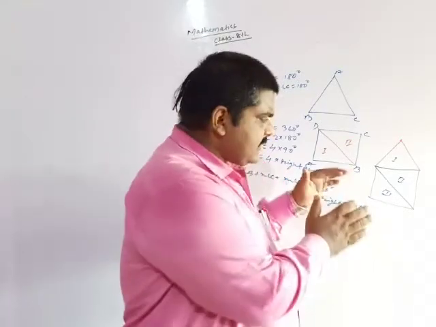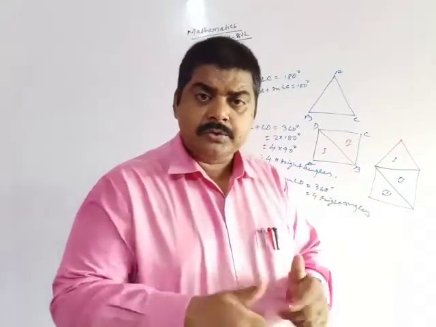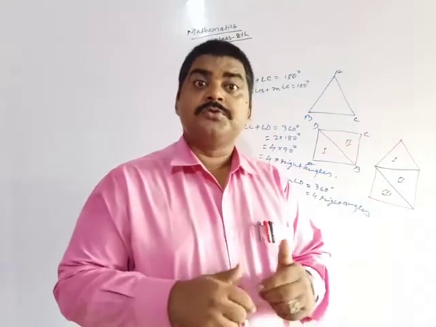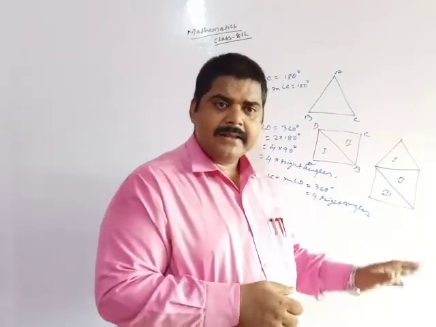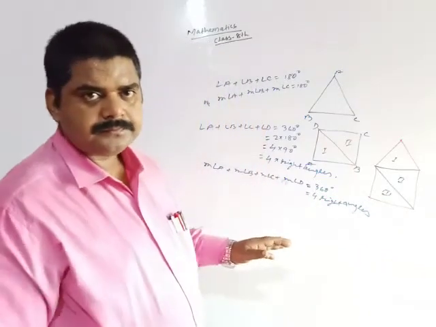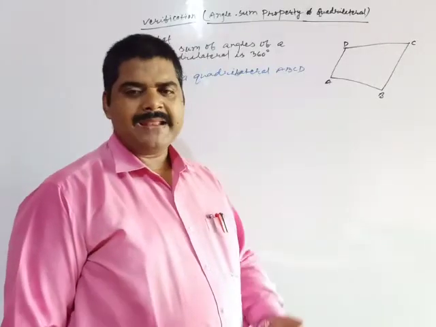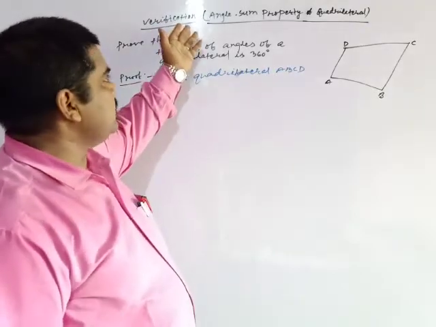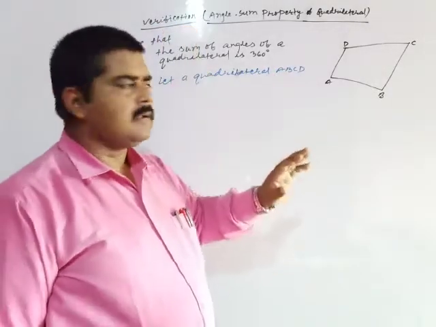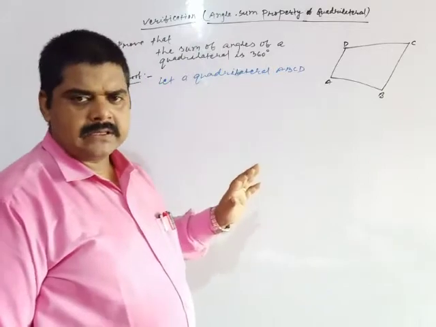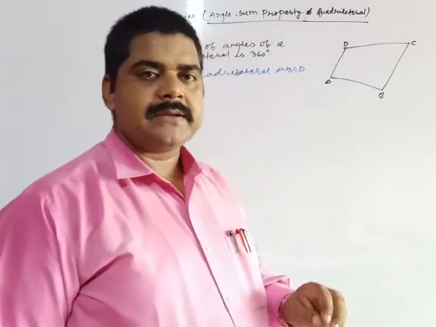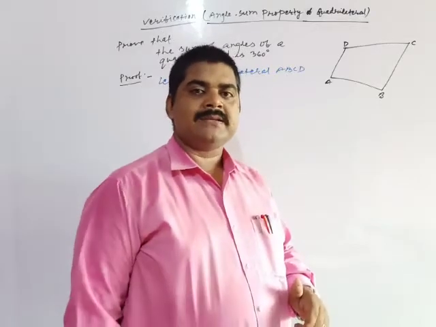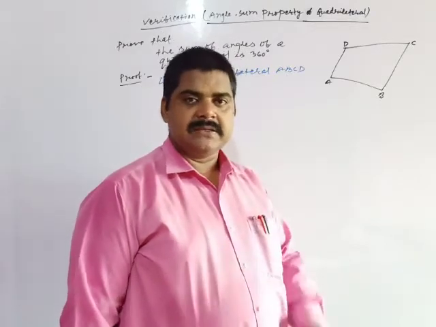I utilize this triangulation method to calculate or to verify the angle sum property of a quadrilateral. Let's check. My dear students, here you can see that I am going to verify the angle sum property of a quadrilateral. By the angle sum property of the quadrilateral, you know very well that the sum of all angles of a quadrilateral is equal to 360 degrees.